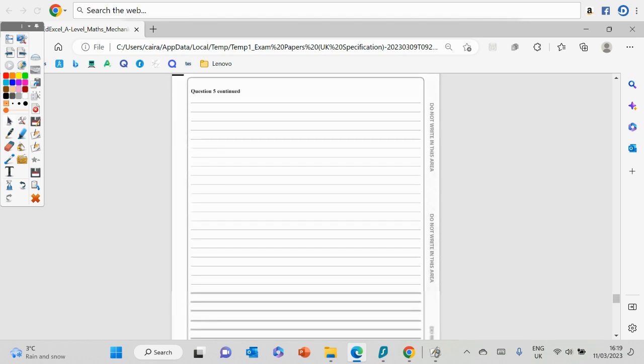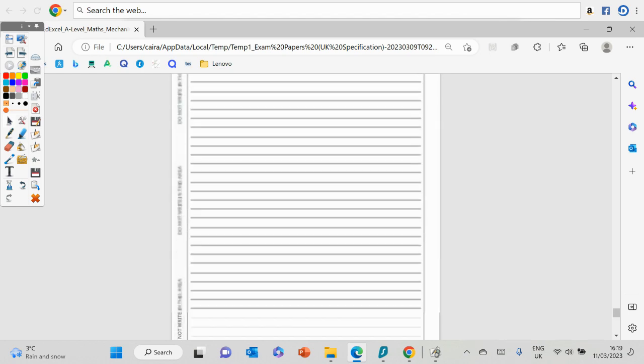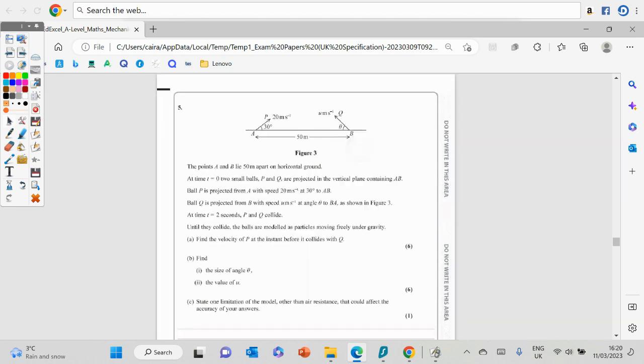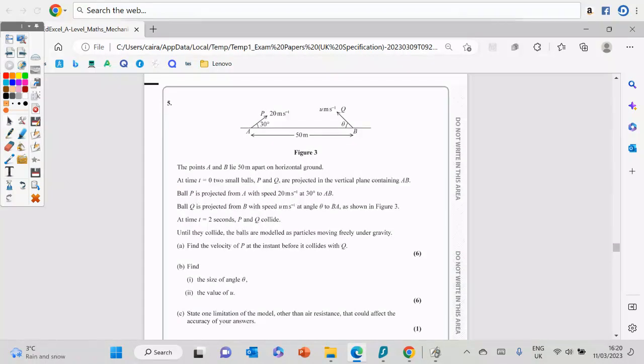This is the last question, number 5? Yes, it is. Question 5, the last one then. Last one, guys, we're nearly there now. We've got a projectiley question to get on with. Oh, lovely.